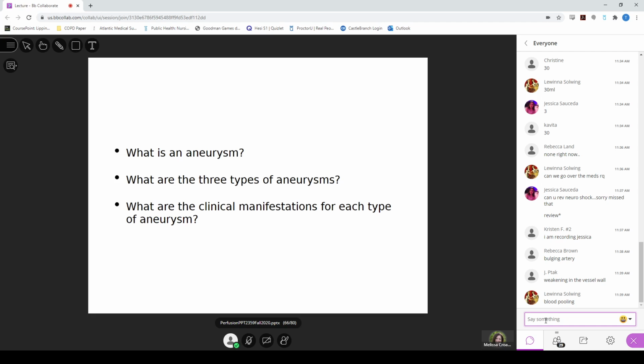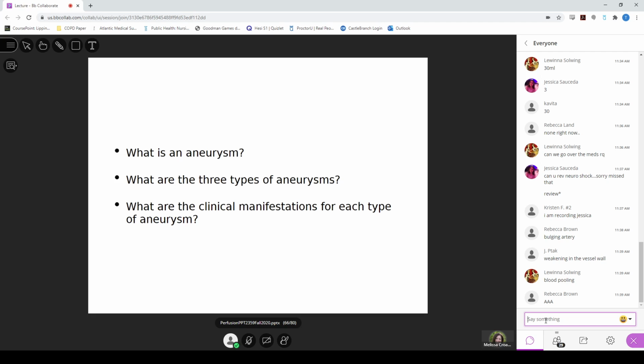Okay. So, it's a dilation or a sac that forms within the wall of an arterial vessel. It can involve one layer of that vessel or it can involve all the layers of the arterial wall. It is due to a weakening. It does cause a bulge, and it is blood that's pooling. And there's 3 types of aneurysms. So you have abdominal aortic aneurysm, thoracic aortic aneurysm, and dissecting aneurysm.